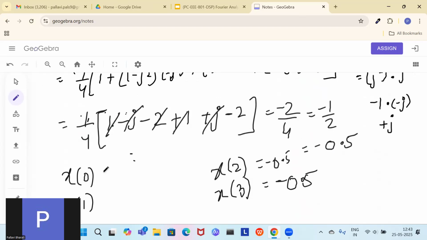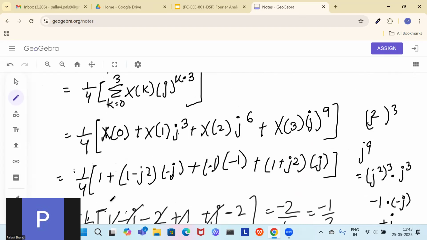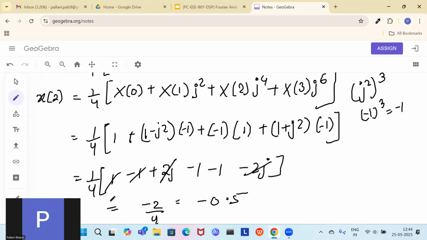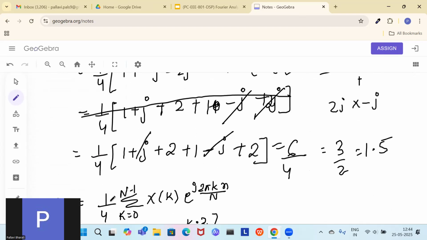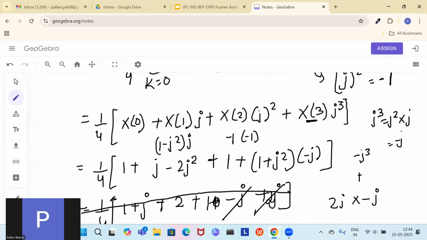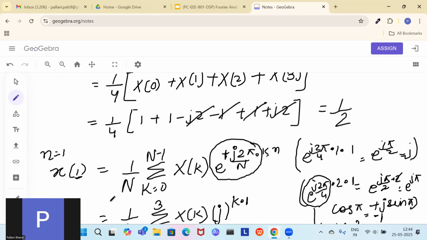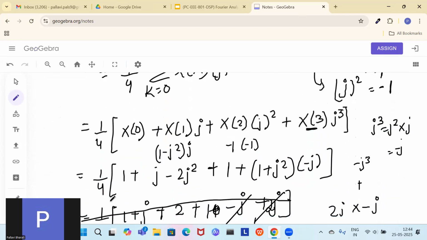Now let us search for x0 and x1. So x0 also it's 0.5 it seems. x1 is 1.5, x1 is 1.5 and x0 is 0.5. Okay, so x0 is 0.5 and x1 is 1.5.